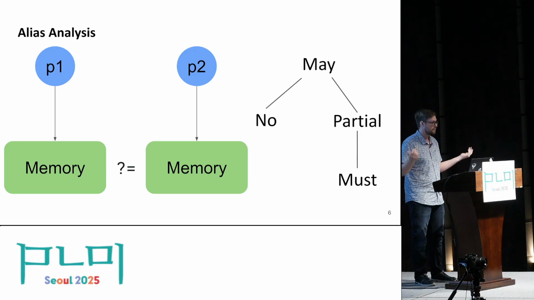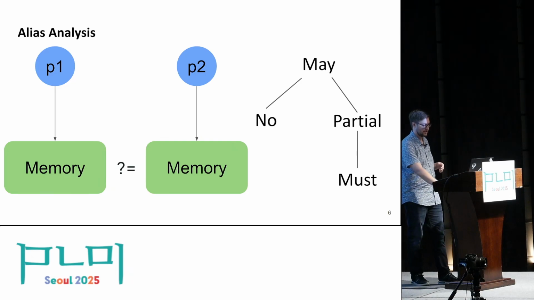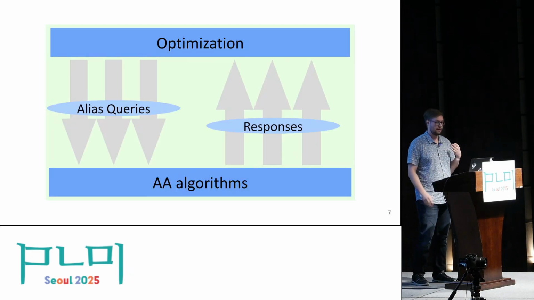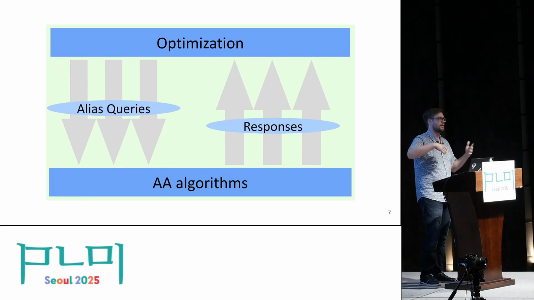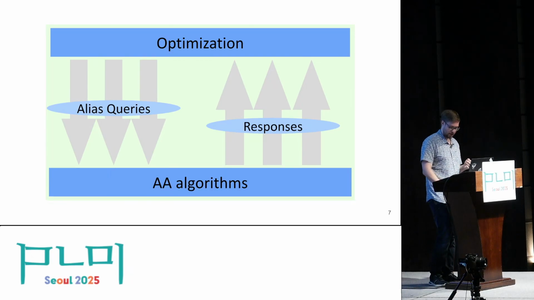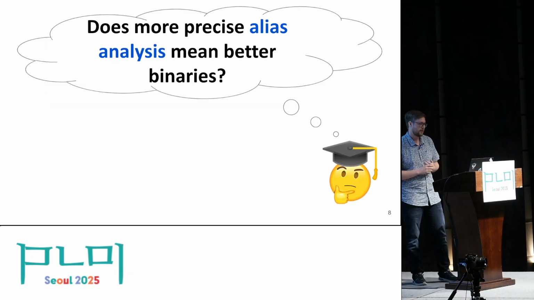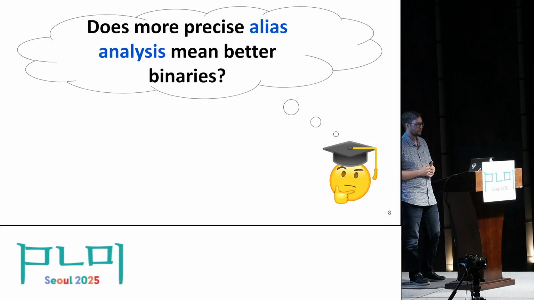Now, how this is implemented, at least in LLVM, the version that we instrumented for this work, is that we have the optimizations. They do fancy stuff up there, and then they ask the questions. The alias analysis algorithms compute something, and then they give the information back. Good. So far, so good. So the question we're really asking here is, does more precise alias analysis mean better binaries?